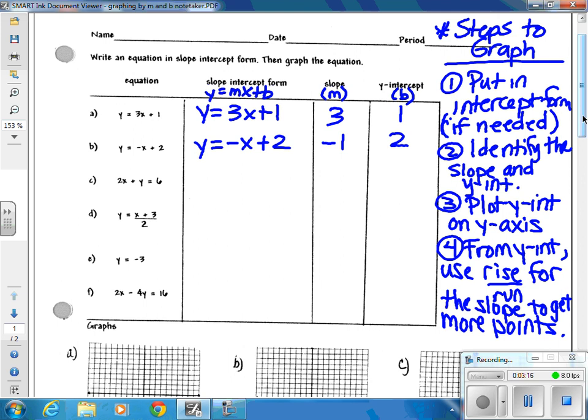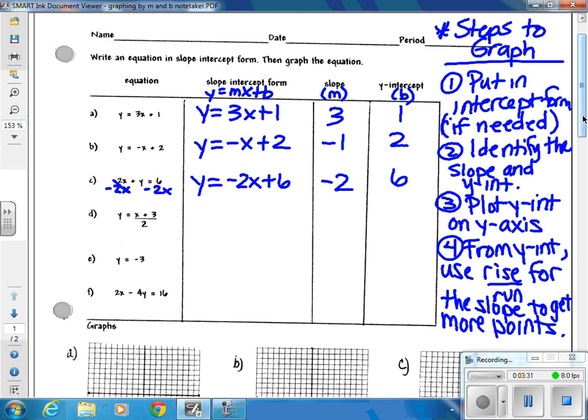If you go to letter C, you'll notice the y is not by itself, but we have one thing we can do and it'll be ready to go. So if you subtract your 2x from both sides, you are now going to have y equals negative 2x plus 6, and it's in the correct format. In front of your x is the slope, which is negative 2, and your b is the positive 6.